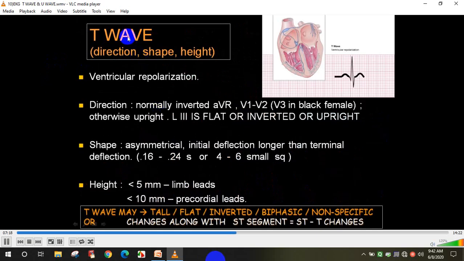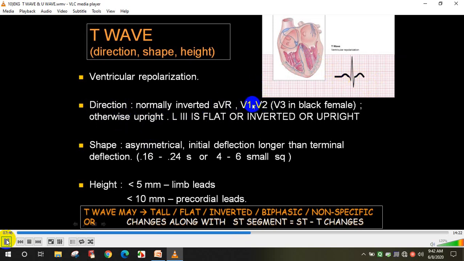Now what is T wave due to? T wave is because of ventricular repolarization. So whenever the ventricle undergoes repolarization, you get appearance of T wave. What is the direction? T wave is upright in almost all leads except AVR, V1 and V2. In AVR, all complexes are inverted. In V1, V2, you have got a small R wave followed by a deep S wave.